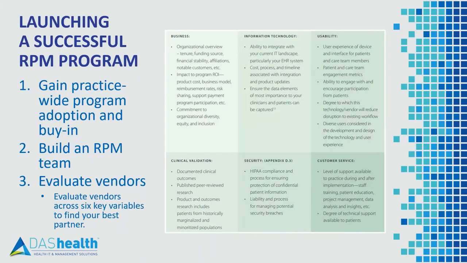So our recommendations to launch your own program really align with the AMA very closely. I kind of just made things a few less steps and expanded on them. But what we recommend is that after you have that identified need you need to focus on, the next step is going to be gaining that practice-wide program adoption and buy-in. This is going to include staff alignment about the initiation of RPM. You want to set very transparent goals and very clear expectations.